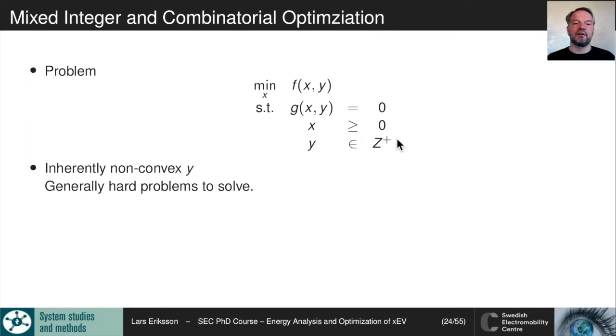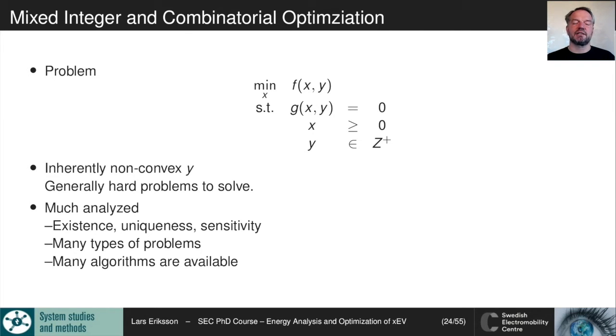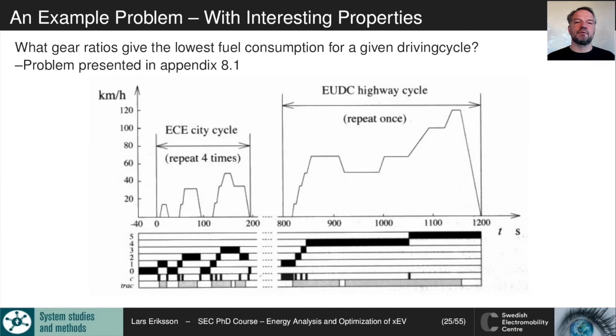And these are generally hard problems to solve. They are much analyzed, concerning existence and uniqueness and sensitivity too, and there are many types of problems that fit into this area, and many algorithms are available. Now we come to an example problem that is nonlinear and non-convex, but has some interesting properties.